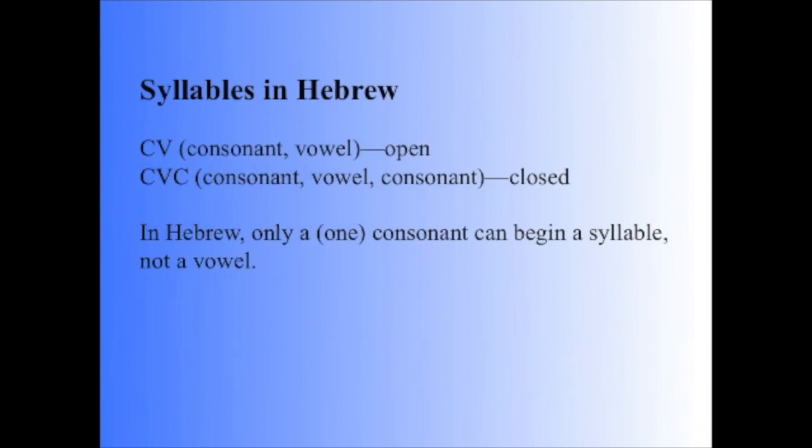In Hebrew, or at least in Masoretic Hebrew, there are only two kinds of syllables: consonant plus vowel, which is an open syllable, and consonant plus vowel plus consonant, which is a closed syllable. Only one consonant can begin a syllable, and a vowel does not begin a syllable.